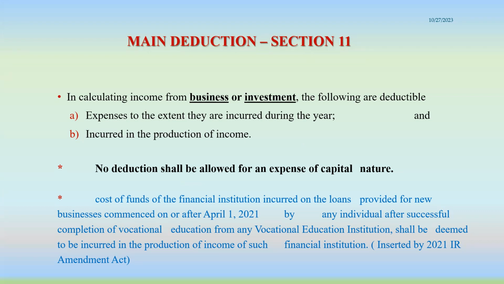If we purchase a table, a machine, or a vehicle, the benefit of that purchase is not for 1 month or 1 or 2 months or 1 day or 2 days. It is for a period of more than 1 year, more than 12 months. So we consider that kind of expense to be capital nature. So we can't deduct that kind of capital nature expense under section 11.